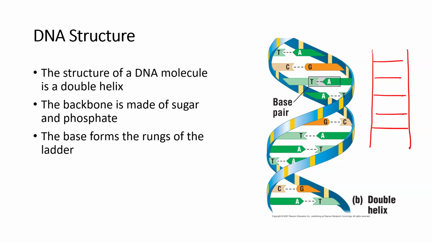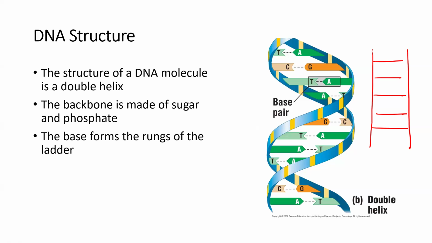The sides of the ladder are made up of the sugar and the phosphate. So sugar, phosphate, sugar, phosphate, sugar, phosphate, just all the way around. And the rocks that you're climbing on in the ladder, that's where the bases are going to be. So in the ladder, sugar phosphate backbone, and then the rocks, like I said, are the A, C, T, G. Because we are talking about DNA, there are no U, only T.